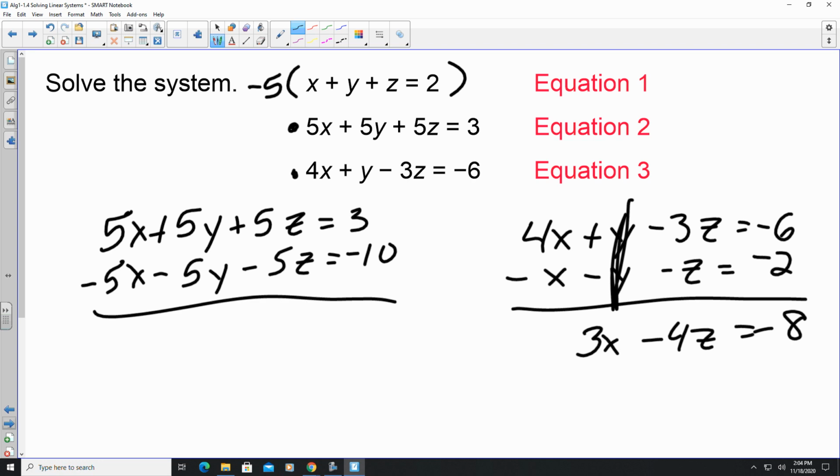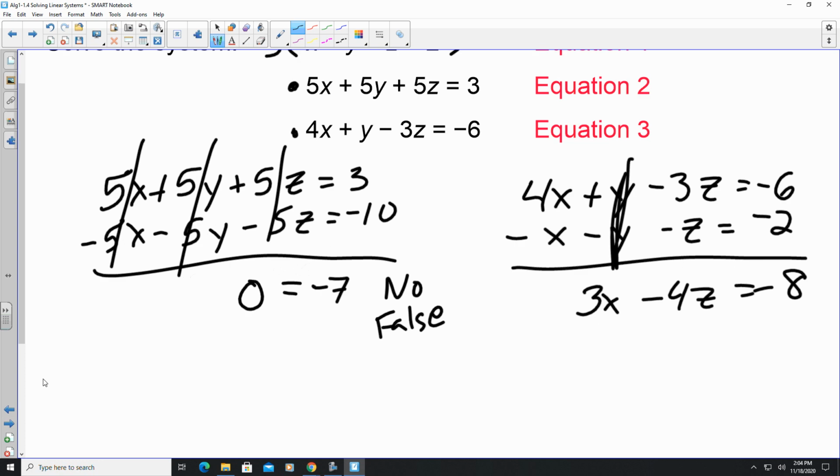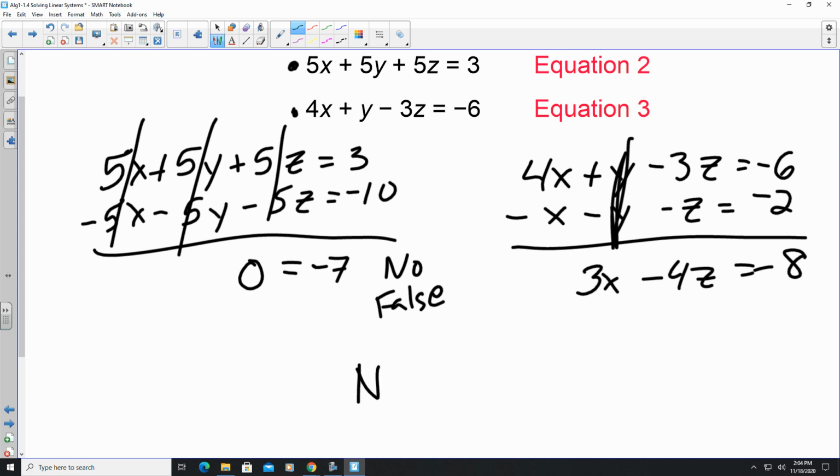And what I notice here is this will cancel, this will cancel, and this will cancel. So since everything cancels on the left side, it's actually going to be 0. And on the right-hand side, it's 3 minus 10, which is negative 7. Does 0 equal negative 7? The answer is no, this is false. Since it is false, this is a situation where I have no solution.